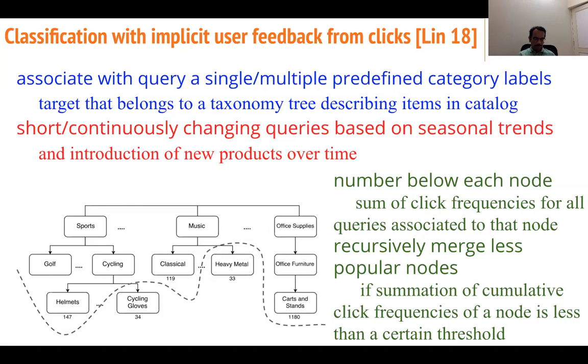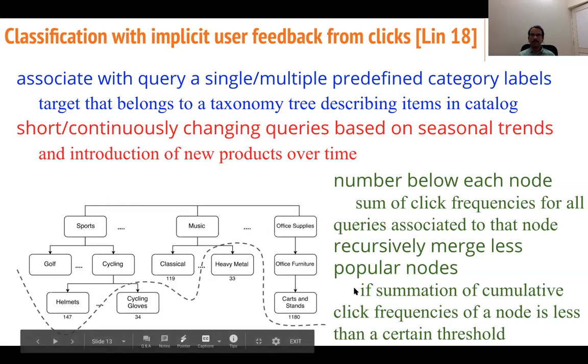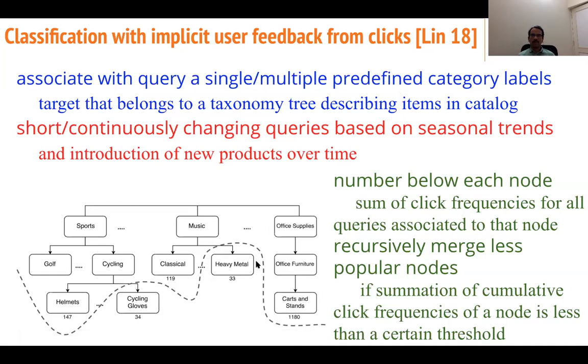When considering a web-scale product catalog, queries are unlikely to cover the entire list of products in the catalog. Typically, more popular products are retrieved and click rates are unevenly distributed across the catalog taxonomy categories. To mitigate data sparseness, we adopted a taxonomy tree pruning strategy by merging leaf nodes with a limited number of clicks with their parent nodes. So the number below each node on the left is the sum of click frequencies for all queries of the node. Recursively merge less popular nodes if the summation of cumulative click frequencies of a node is less than a certain threshold.